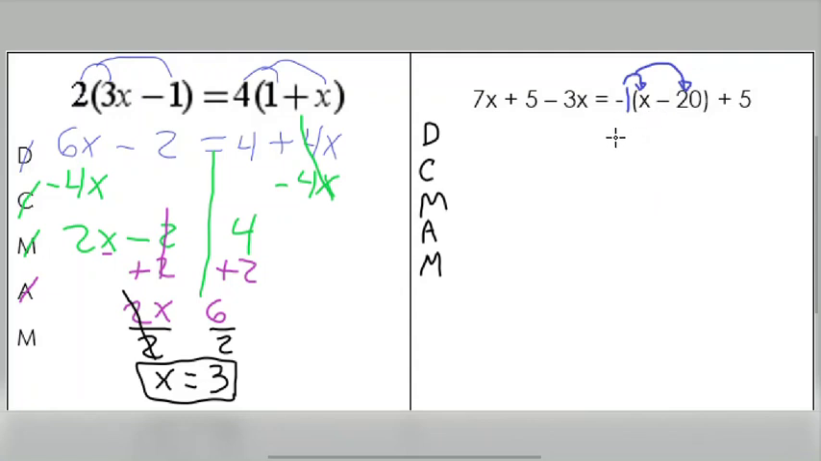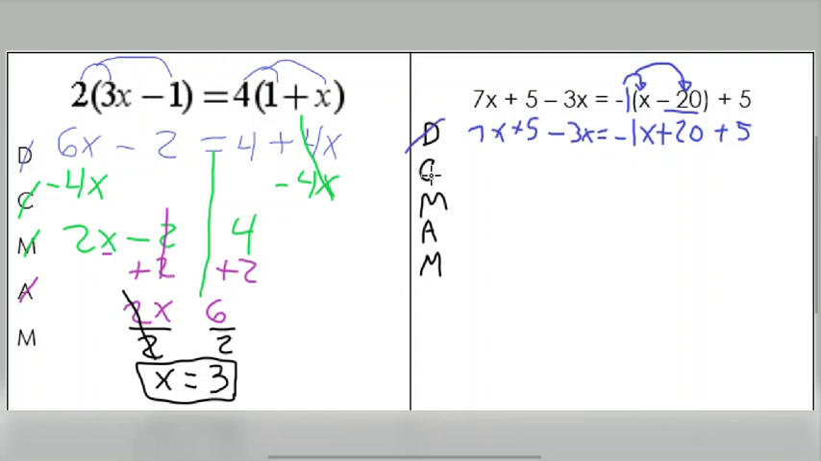So negative 1 times x is negative 1x. Negative 1 times negative 20. A negative times a negative gives you a positive. So that'd be positive 20. And now my parentheses are gone, and I can bring down everything else. There's no parentheses on my left side, so I can just bring down everything else on my left side. And then I can continue on to my next step.